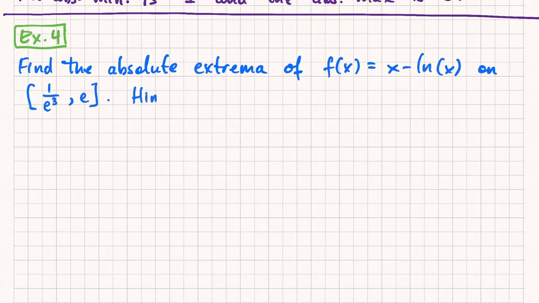And again, we're trying not to do this. We're trying to do this without a calculator. So you do need to know the fact that e is between 2 and 3. If you're not going to be using a calculator, you at least need to know that.